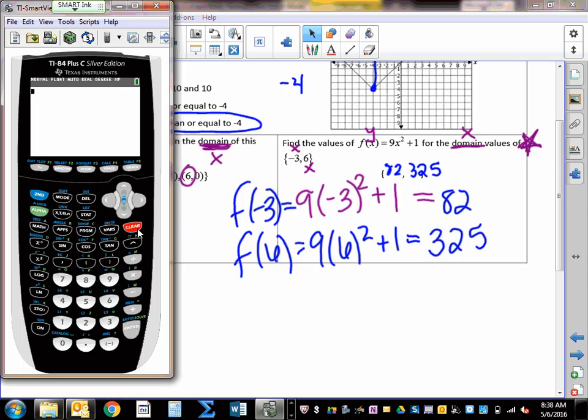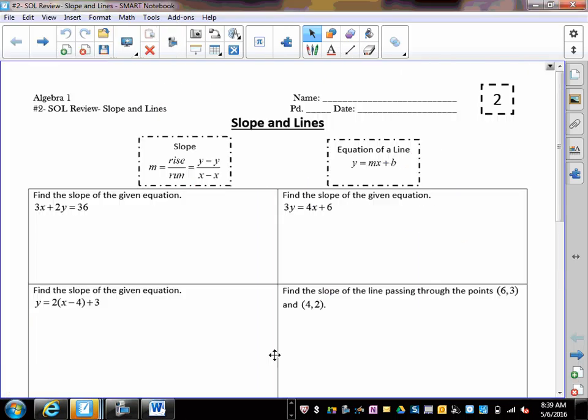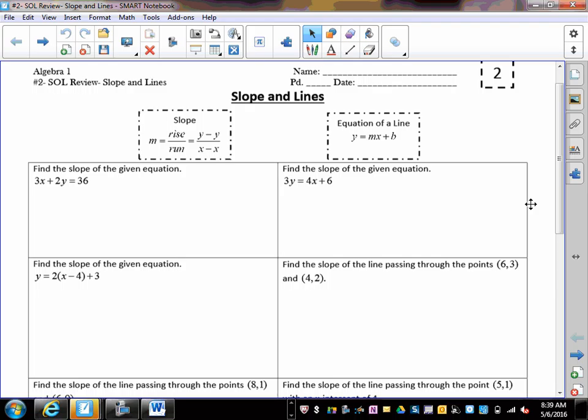Okay. All right, questions on worksheet one? All right, let's take a look now through worksheet two. So this is what your homework was. A lot with slope and lines. Finding your slope, writing the equation of a line, writing the equation of a line given the slope, writing the equation of a line given the point and the slope. So we need to concentrate on our y equals mx plus b and our slope formula.